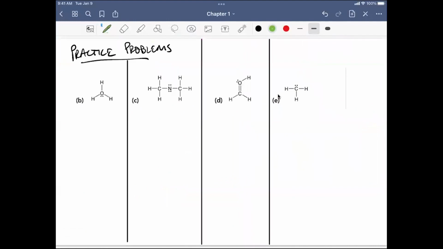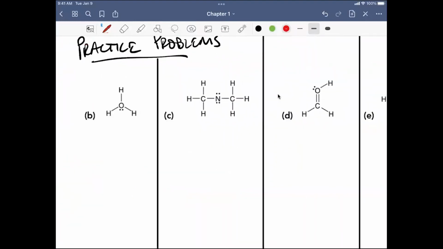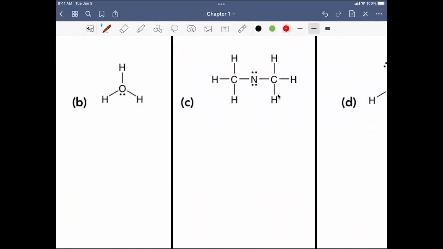All right. Let's identify the formal charges for each of these. So obviously I have a lot of practice problems here and we're going to go through them. We don't really have to focus on these hydrogens because we know that they only need one bond, so these hydrogens will all have a 0. So let's just focus on this oxygen.